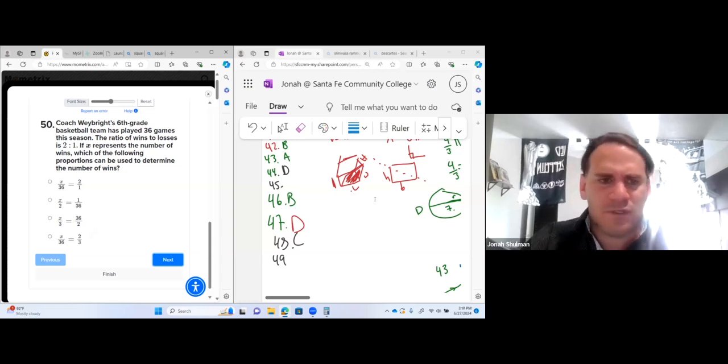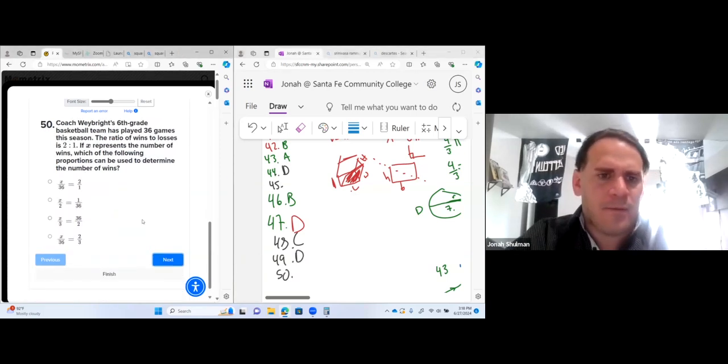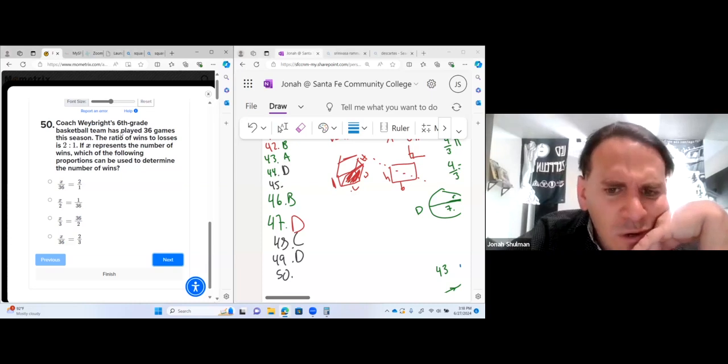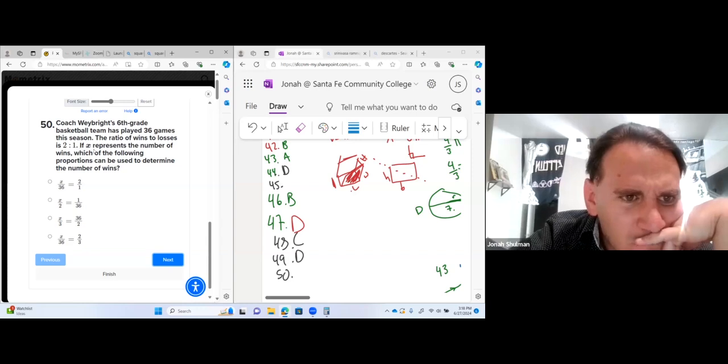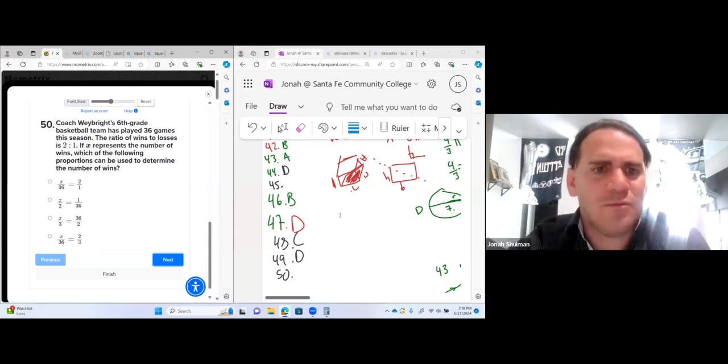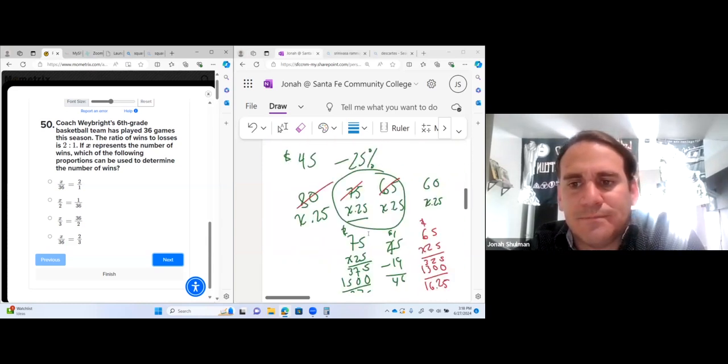All right, let's go to 50. So I went with D on 49. Coach Waybright's sixth grade basketball team has played 36 games this season. The ratio of wins to losses is 2 to 1. If X represents the number of wins, which of the following proportions can be used to determine the number of wins? All right, so I'll show you what this means.